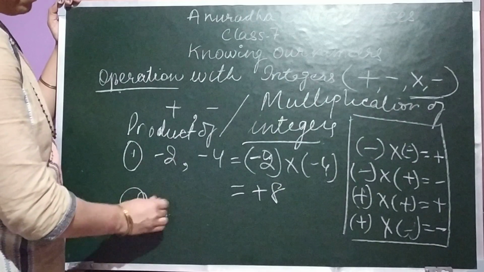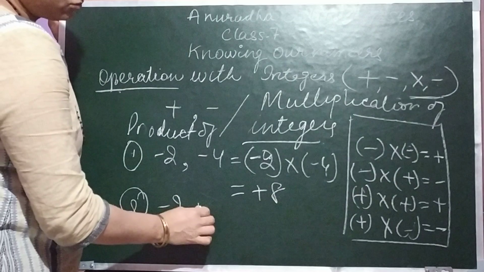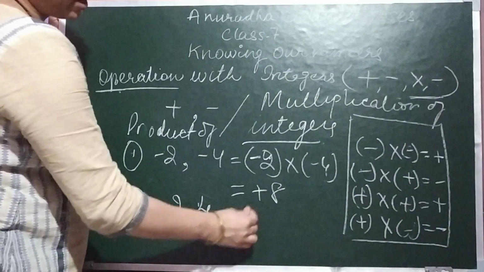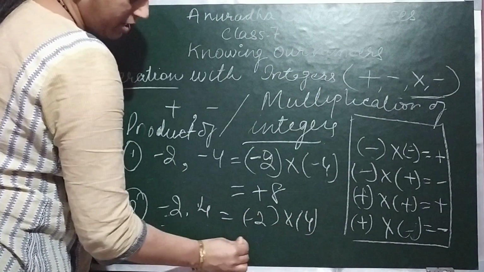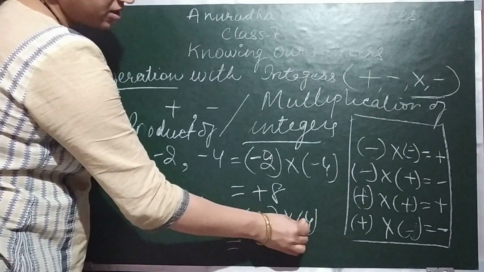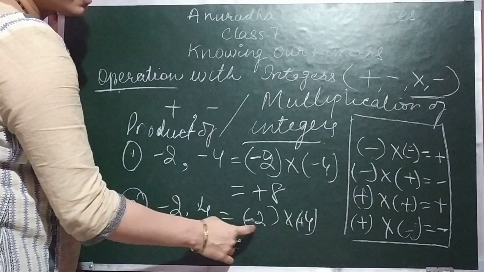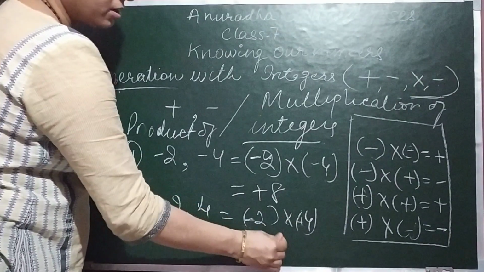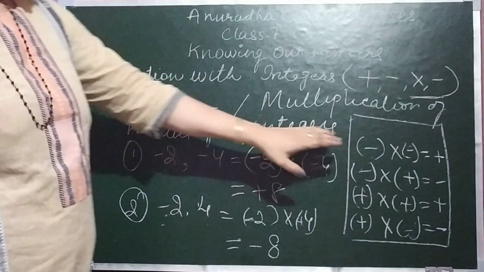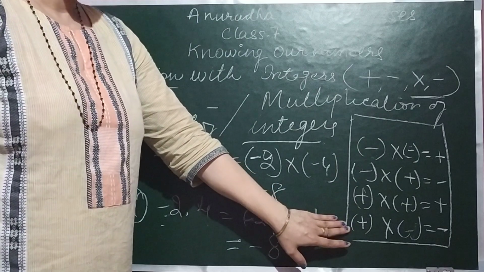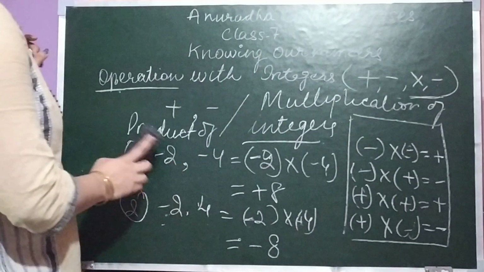Second one is -2 into +4. So what will you get? -2 into 4 is equal to, this is negative and this one is positive, nothing is there that makes positive. Minus plus minus, and 2 fours are 8, right? Is it clear to you? So you have to keep in mind all these 4 rules. Then you can solve any problem of multiplication, right?